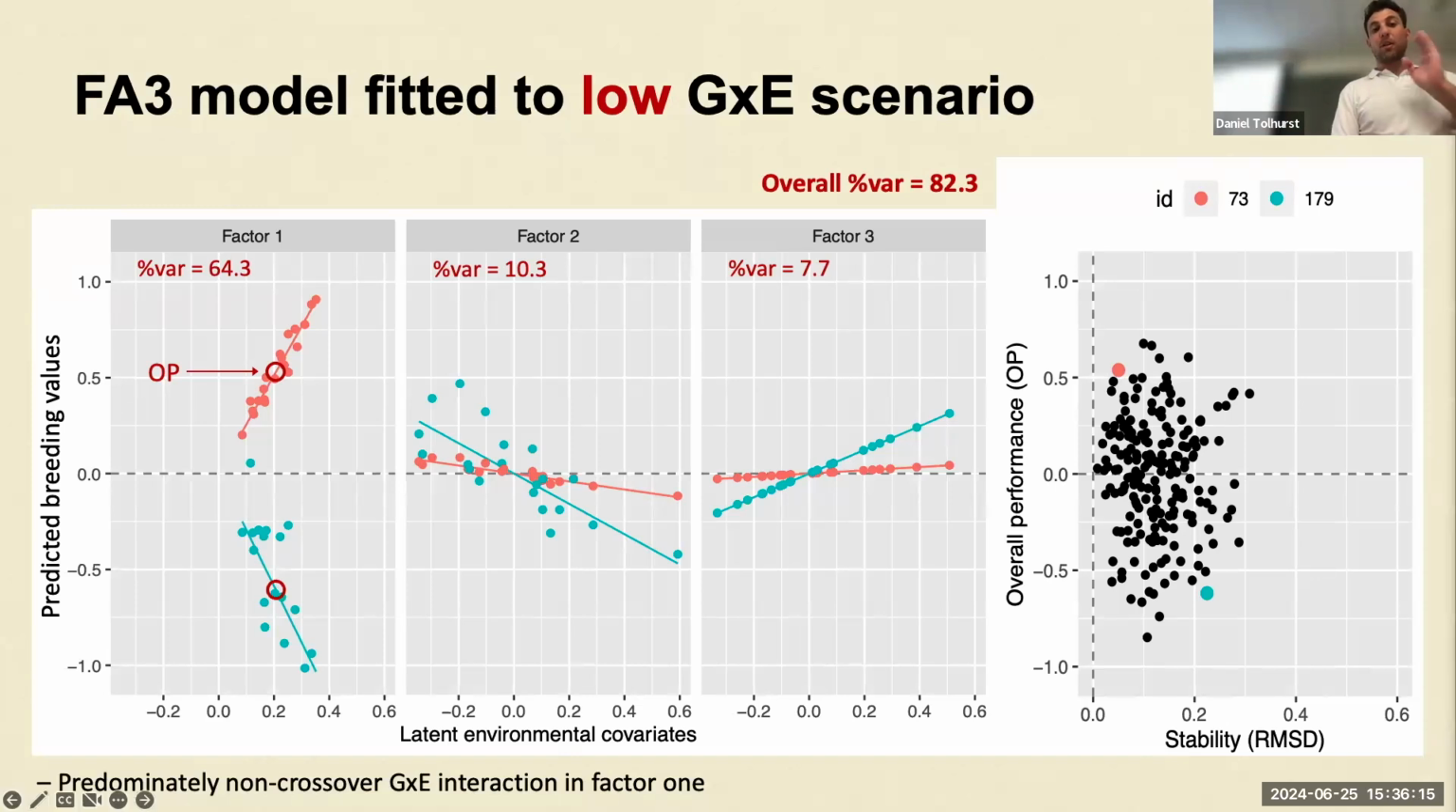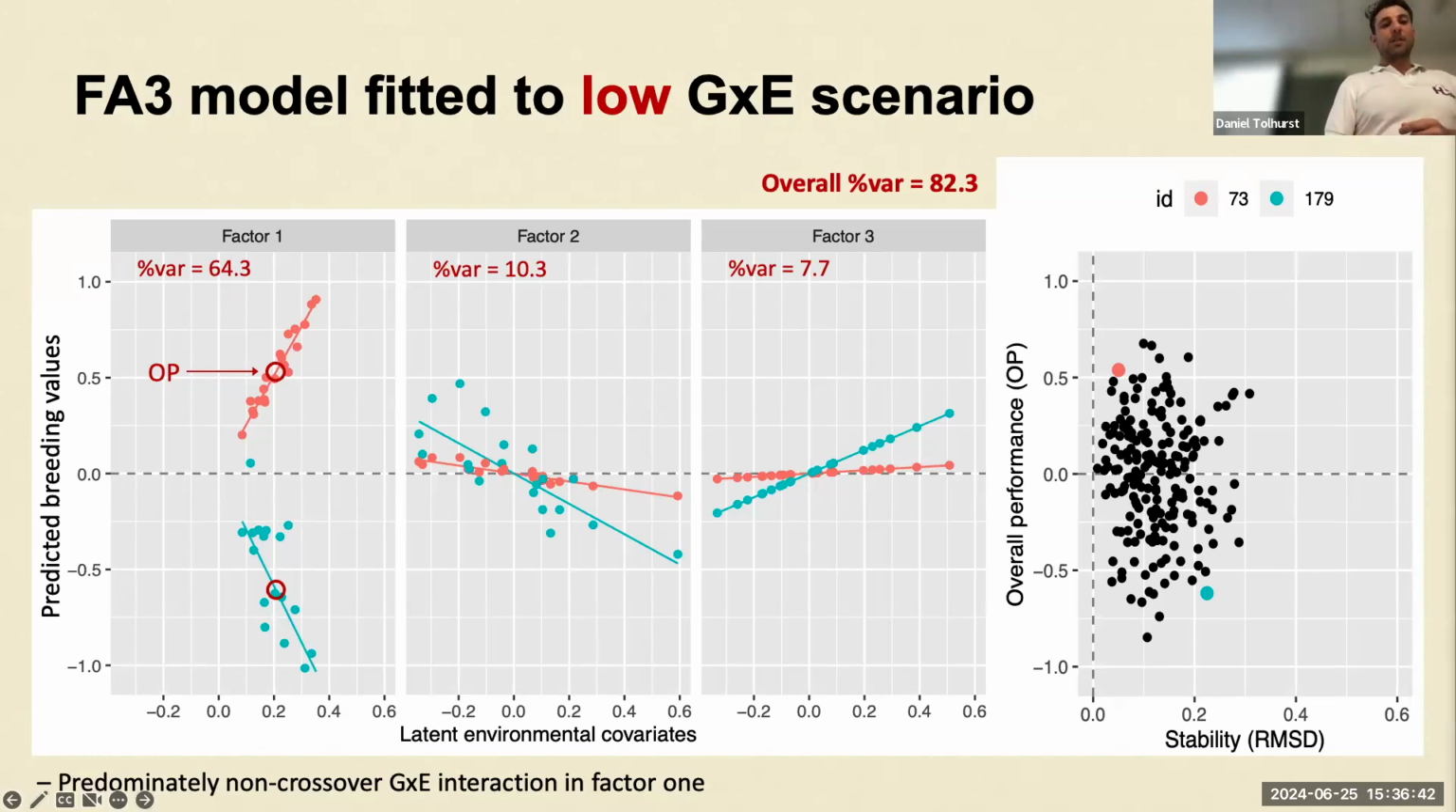So if we just look at the first plot, the far left, we've got the regression lines for the 2 genotypes. I think it's ID 73 and ID 179. They're simulated. And we can see that the regression lines there don't intersect. They just spread out. So what's happening here is representative of that non-crossover G by E.